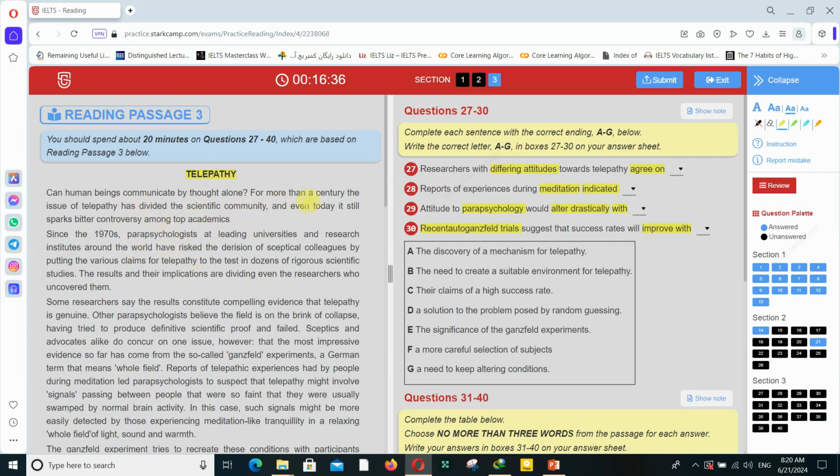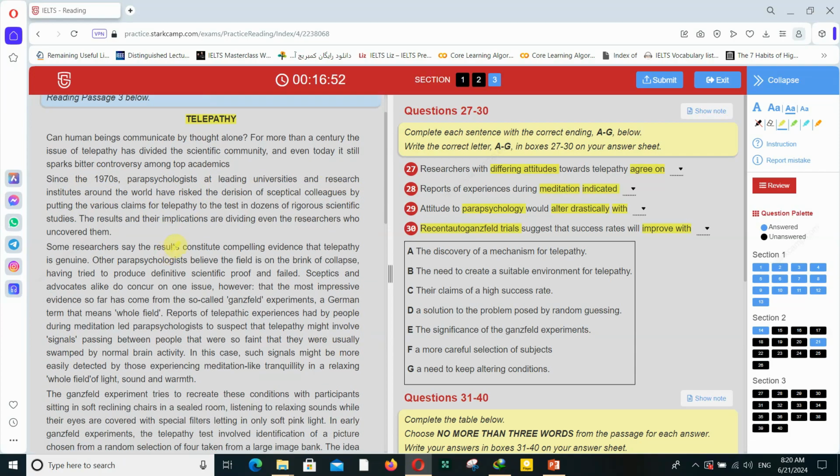Telepathy has divided the scientific community, and even today it sparks bitter controversy among top academies. Since the 1970s, researchers at leading universities and research institutes around the world have tried to reach skeptical colleagues by putting the various claims for telepathy to the test in dozens of rigorous scientific studies. The results and their implications are dividing even the researchers who uncovered them.